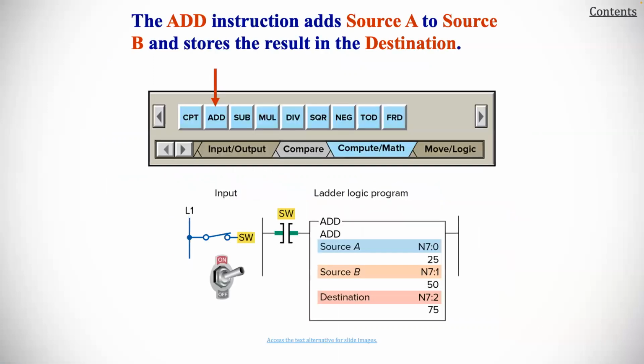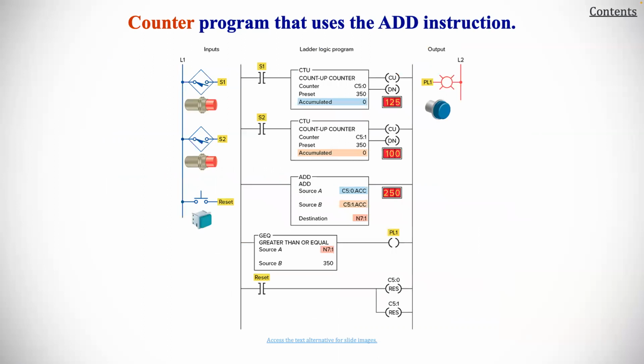Addition instructions. The add instruction adds source A and source B and stores the result in the destination. Straightforward there. Here's a counter program that uses the add instruction, an example of how it would look for a larger PLC program that you're trying to use.